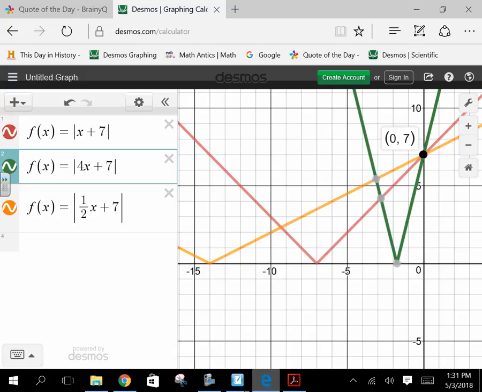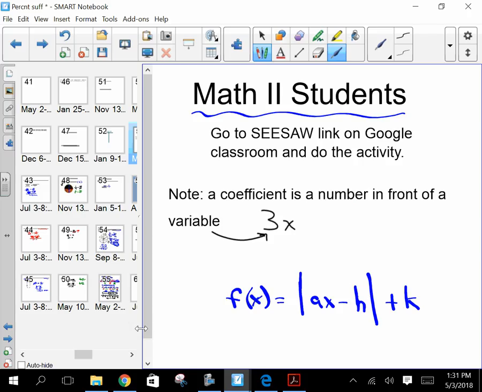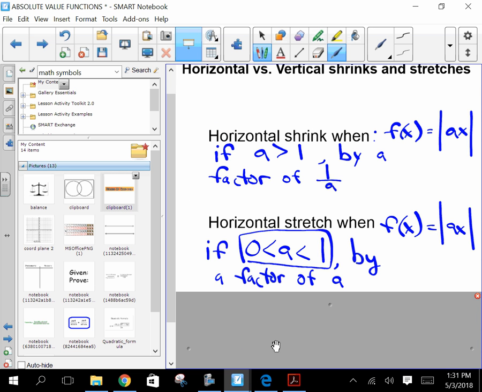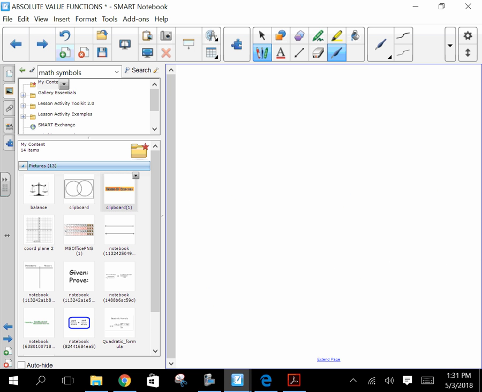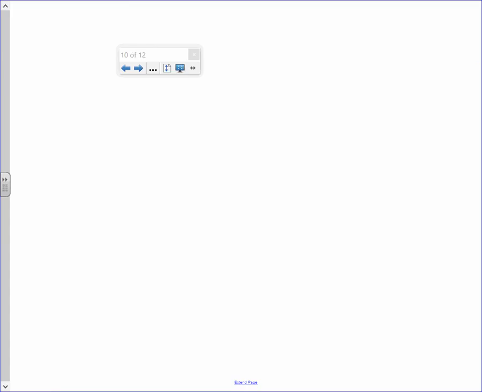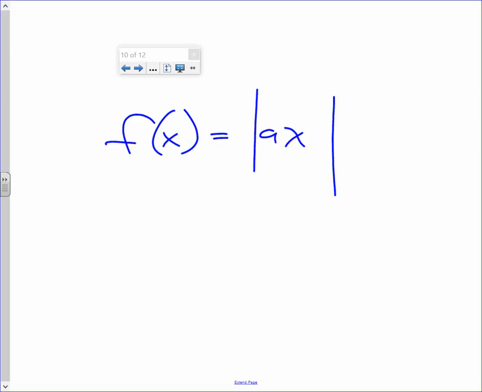Here's what you're going to do for your Seesaw. For your Seesaw activity, you're going to create a value of a that's in front of x inside the absolute value symbol, and then you're going to create one value of h. Remember x minus h plus k? Just like yesterday, you're not going to worry about a k. You're only going to make one value of h, and then you're going to fool around with a values this time. But you're going to add voice this time. You're going to describe to me why it shrank or why it stretched horizontally.